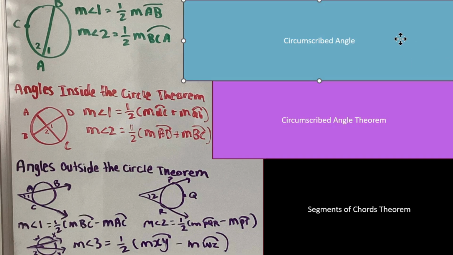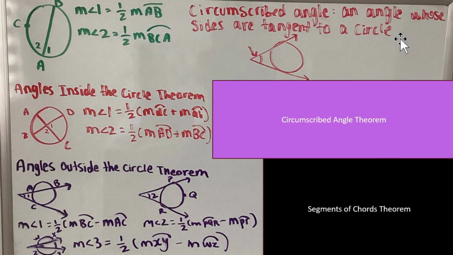Okay? Now, a circumscribed angle. So what is a circumscribed angle? It is an angle whose sides are tangent to a circle. You might have to see my other video to find out what a tangent is, but you see these 2 lines are touching the circle at a point, right? So these 2 lines are tangent, and this angle is made of these 2 lines. These 2 lines are tangent to the circle, which means this angle is circumscribed, okay?